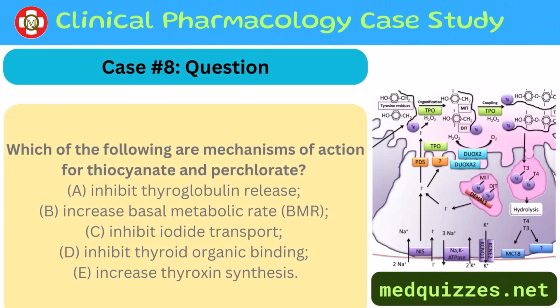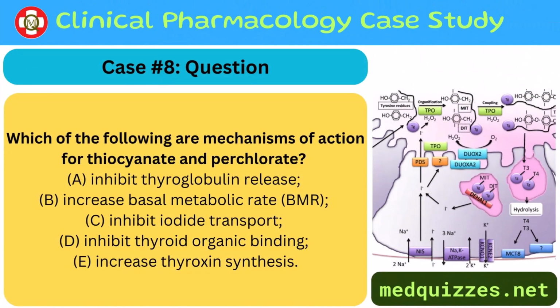Case number 8. Which of the following are mechanisms of action for thiocyanate and perchlorate? A. Inhibit thyroglobulin release, B. Increase basal metabolic rate, BMR, C. Inhibit iodide transport, D. Inhibit thyroid organic binding, E. Increase thyroxine synthesis.